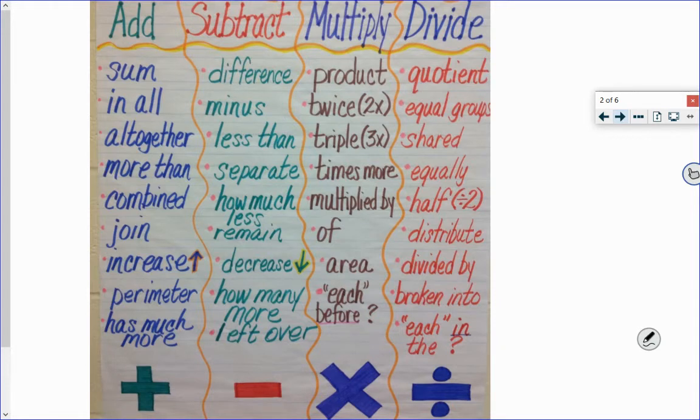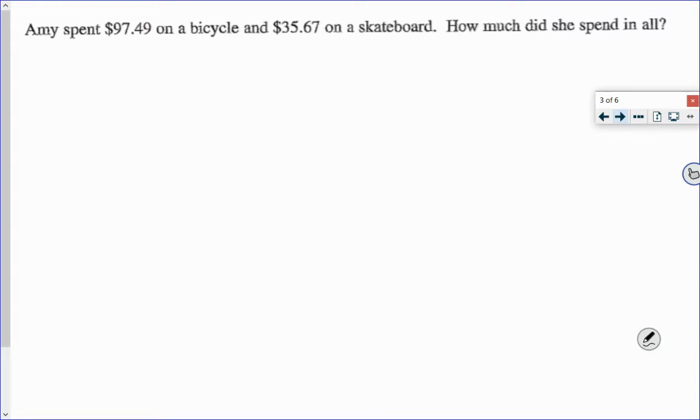So we have many words. So let's look at a typical word problem and read it and try to figure out what to do. Make a plan, right? So we read the problem carefully. It said, Amy spent $97.49 on a bicycle and $35.67 on a skateboard. How much did she spend in all? Okay, so you got a bike, right? A bicycle. You may make fun of my drawings. All right, we got a bicycle, and we got a skateboard.